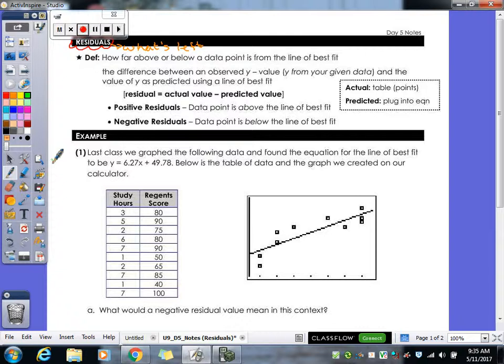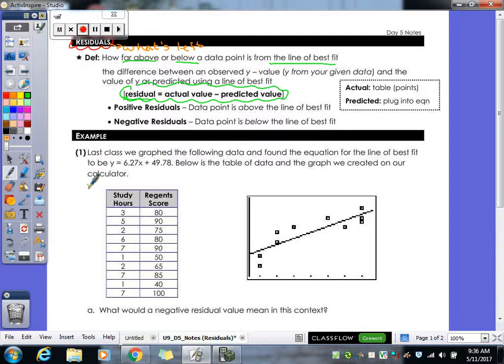So when we're dealing with residuals as far as data goes, you need to figure out how far above or below your point is from the line of best fit. We did our line of best fit last class. We took our scatter plot and calculated our line of best fit. So now we need to figure out how far above or below that line of best fit our points actually are. That is our residual. So right here is how we calculate it. Your residual value is the actual value minus the predicted value.